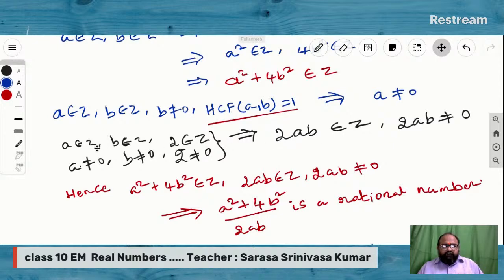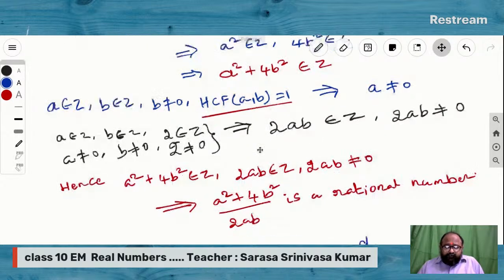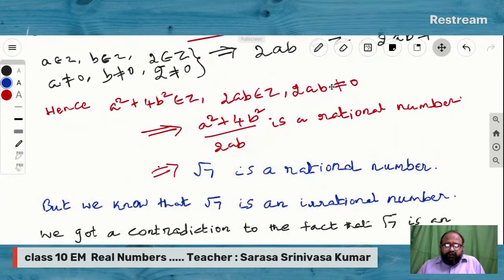2 is a non-zero integer, a is a non-zero integer, b is also a non-zero integer. The product 2ab is also a non-zero integer. That means 2ab is an integer and 2ab is not equal to 0. Now we have proved that the denominator part of the right hand side term is not equal to 0 and it is an integer. So now we can apply the definition of a rational number.